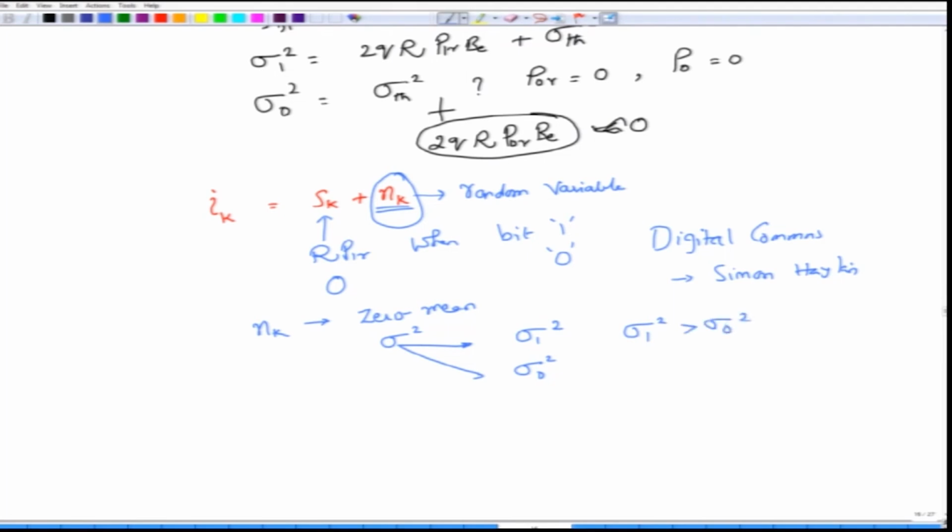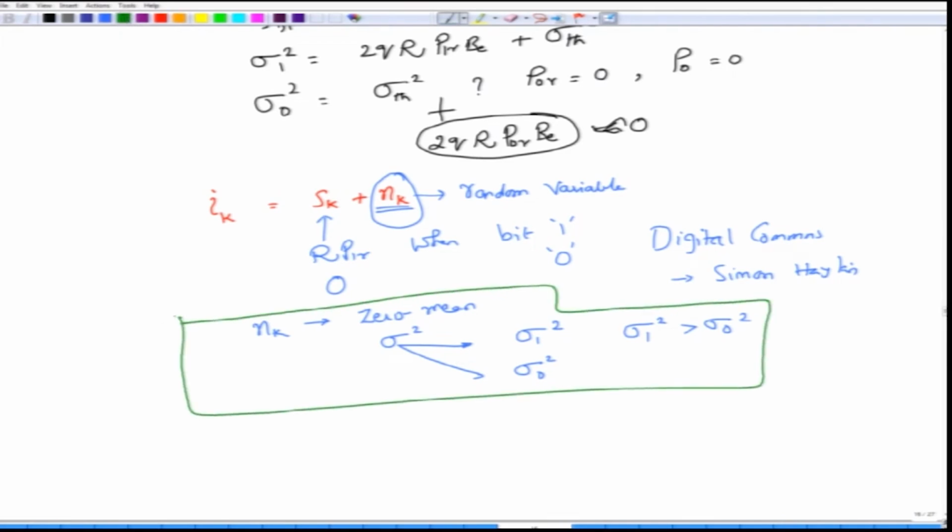Now, this kind of behavior is not at all seen for a radio receiver. In the radio receiver the noise will be zero mean, which is perfectly fine, but whether you transmit bit 0 or bit 1, the variance will always be the same. So, the variance will be equal to each other for a radio receiver. However, for an optical receiver, these values are not equal. That is because the noise variance sigma 1 square is different from sigma 0 square.